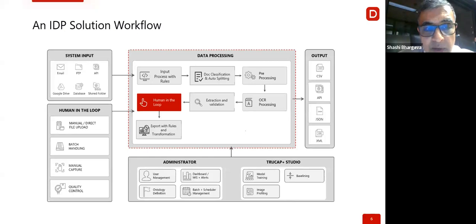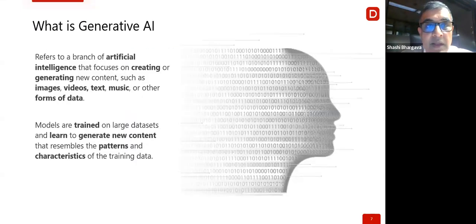If you look at the human in the loop in IDP, operators can load documents, do the batch handling, and do manual click and capture instead of typing the whole data, along with QC control, typically in the HITL portion of the work. I just wanted to give a brief outline of what an IDP product looks like. Many people on the call know very well what IDP is. Now, let me jump to the topic of generative AI.